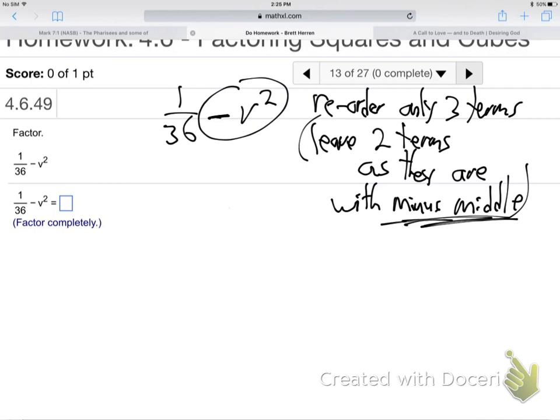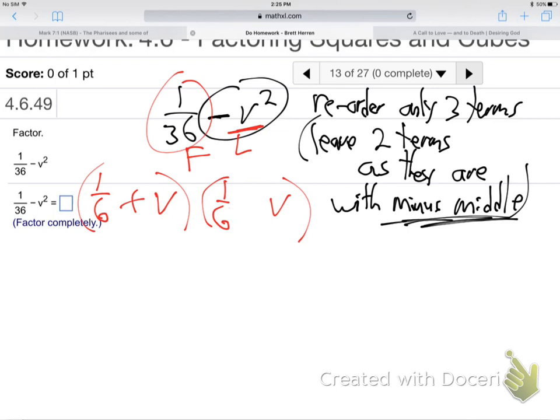Well, then what do you do? You just do the regular thing. It's totally fine. Just leave it as it is and do the regular thing. What do I mean by the regular thing? Two parentheses. It's just FL. What times what is 1/36? 1/6. Remember when you multiply fractions, the two ones multiply on the top, the two sixes on the bottom. That'll be 1/36, right? And then last times last is v squared. Well, that's just VV. How do you get negative v squared? One plus, one minus, done. No reordering. Two-termers, we don't reorder. We only reorder three-termers. We're done with that one.